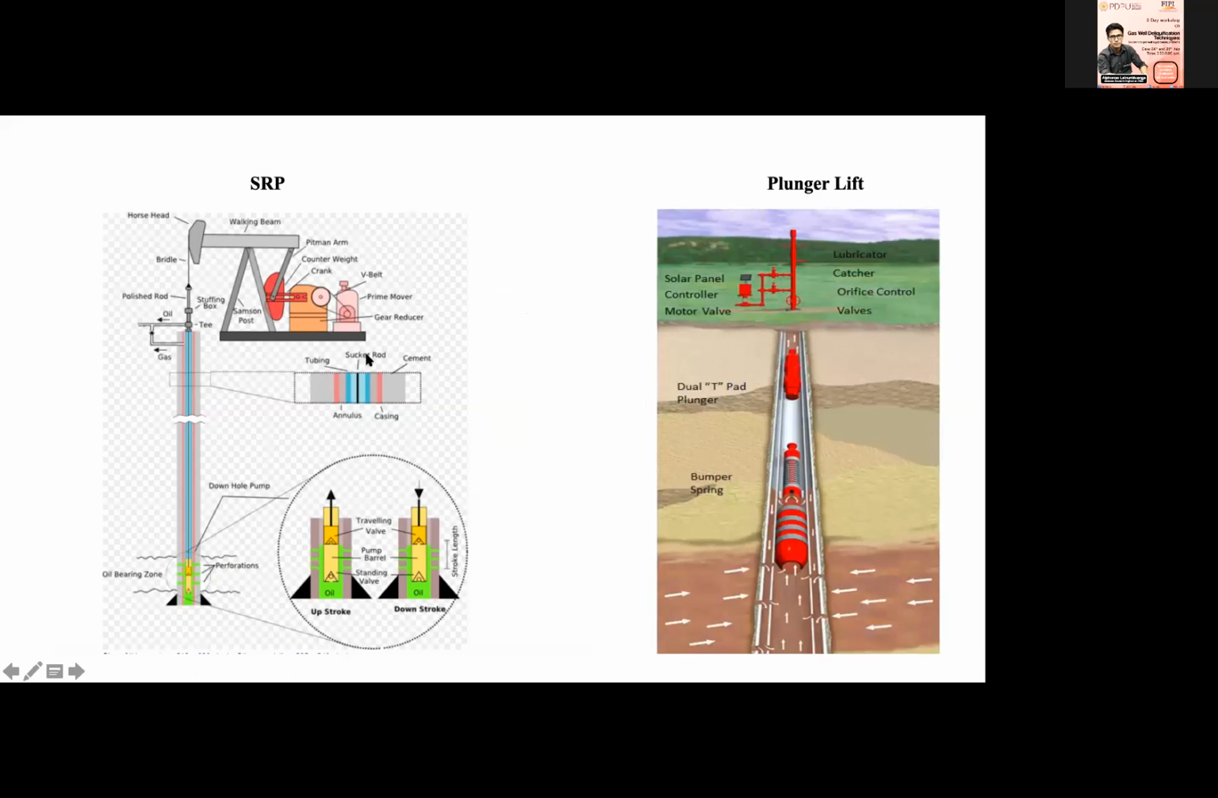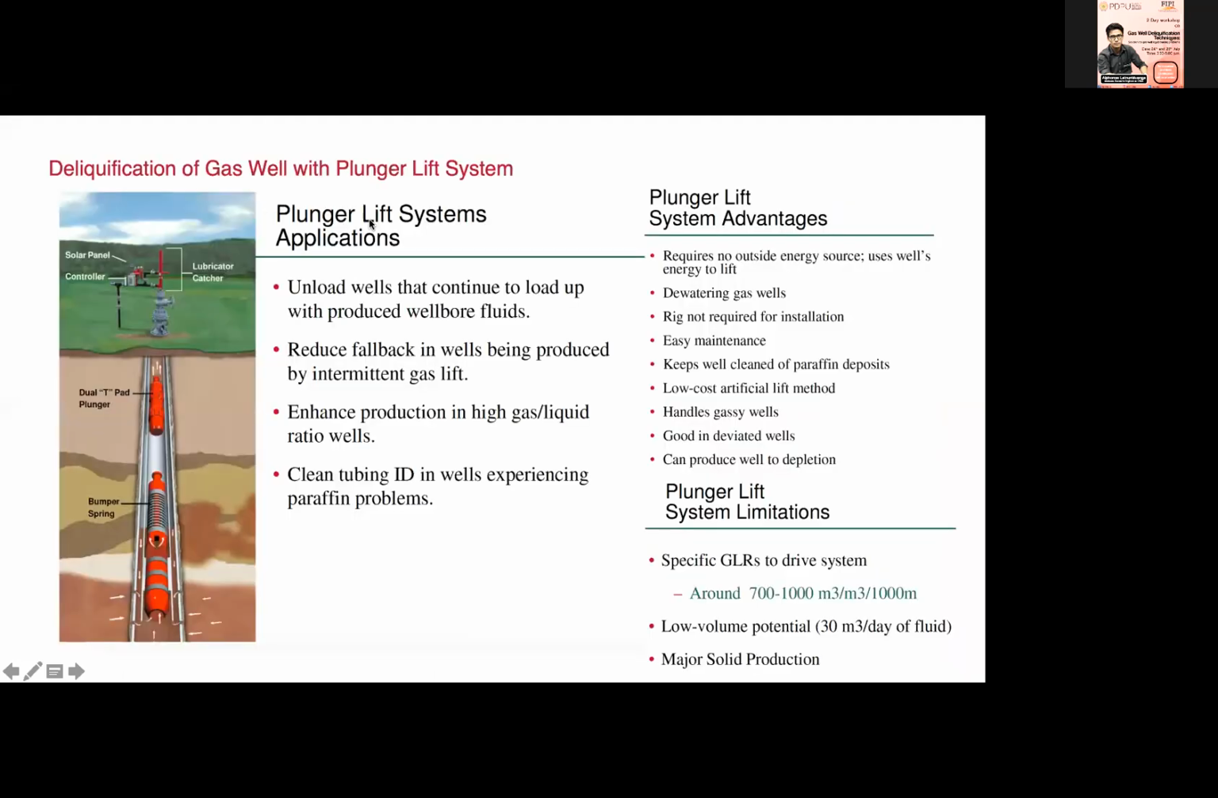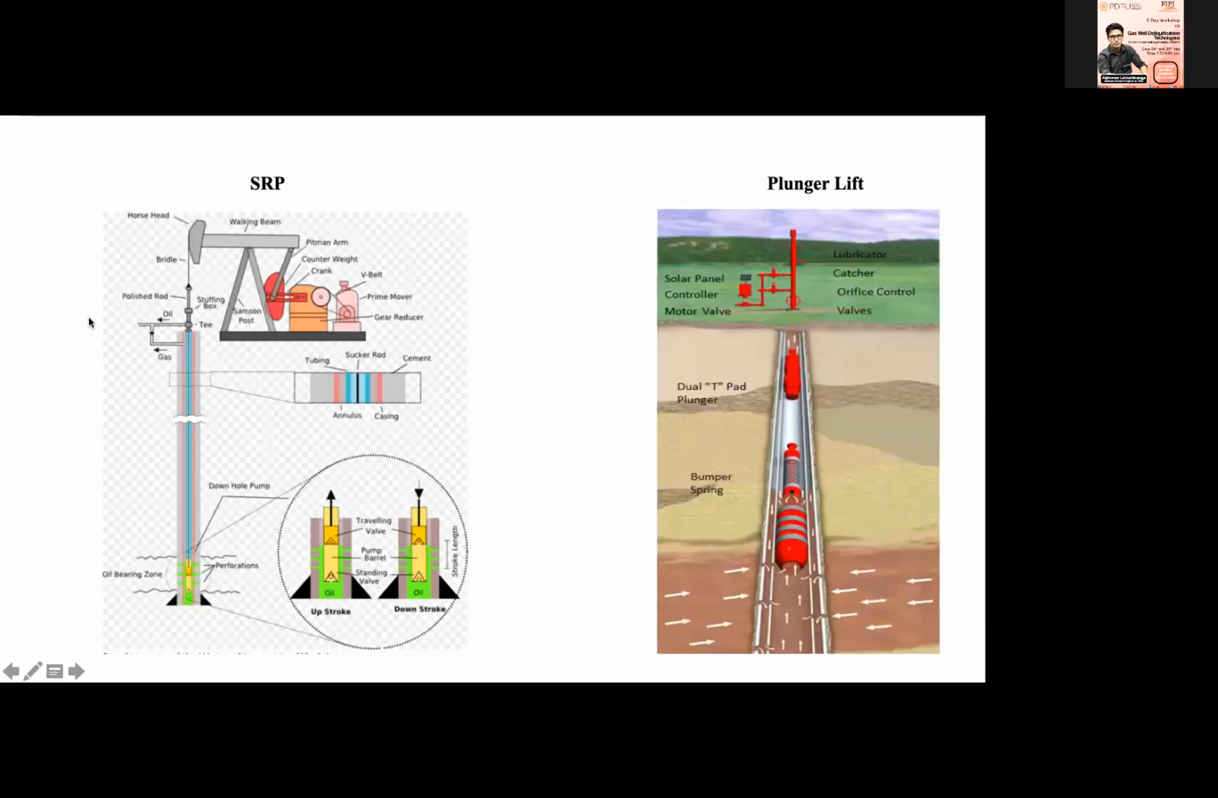Like I said, you have two types, the SRP and the plunger lift. SRP has the sucker rod and it has the pump or the plunger inside your well, which will be connected with your surface unit by a sucker rod, and you have the traveling valve and the standing valve. I will be explaining in more detail regarding the SRP mode of de-liquification tomorrow. So today I will be talking about only the plunger lift.